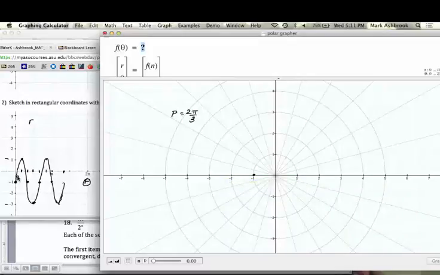Okay, and so then we're going to go just to pi over 6, and when we go to pi over 6, what's going to happen? It's going to go from negative 1 to what? Positive 1, and somewhere in between it's going to go through the pole, because R equals 0. Do you see that?